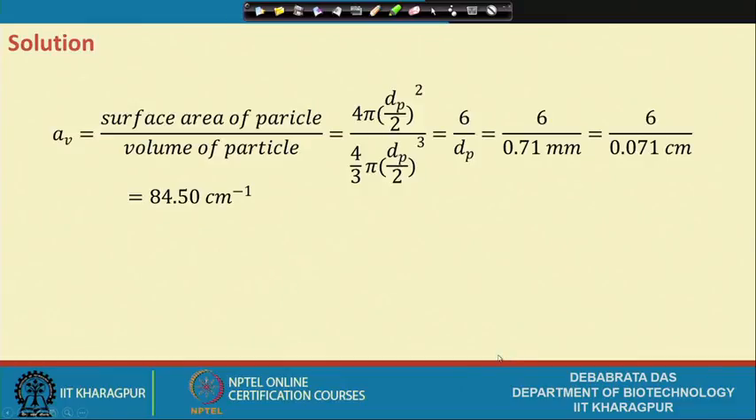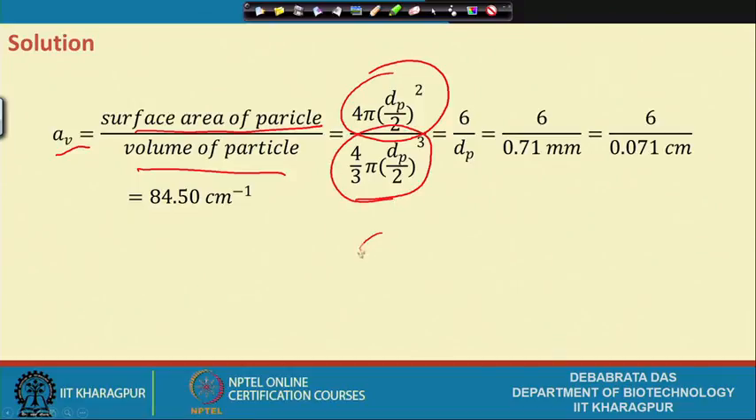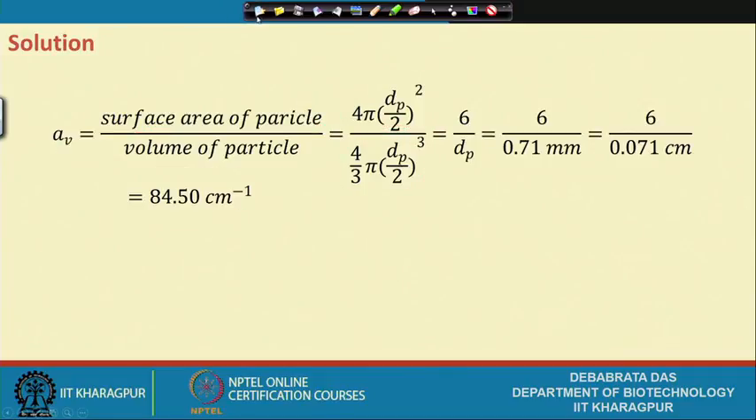Now, we shall have to find out another parameter, the AB. What is AB equal to? Surface area of the particle divided by volume of the particle. Now, what is the surface area of the particle? This is 4 pi r square, am I right? And this is 4 by 3 pi r cube, the volume of the spherical particle. So, this value is coming around 84.5 centimeter per centimeter.